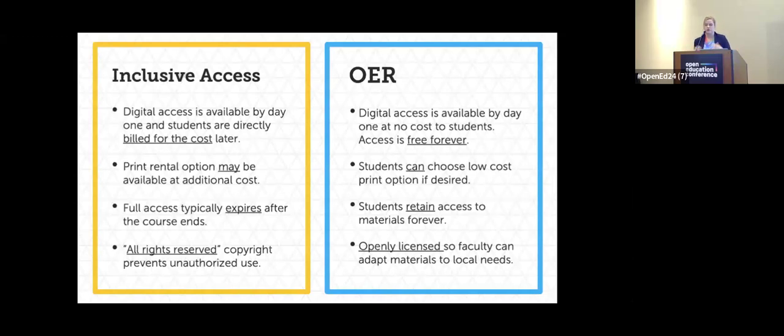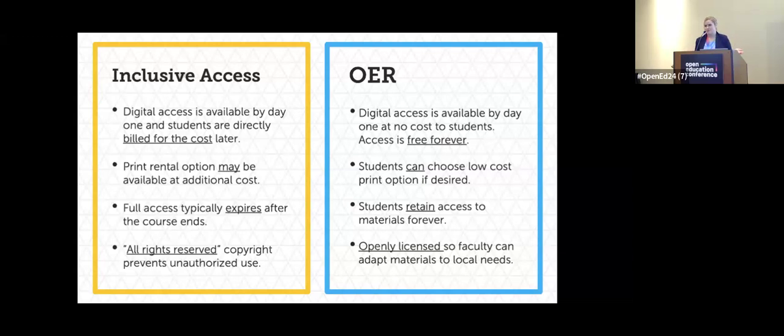When your institution signs a deal with a publisher to do an inclusive access program, they receive digital access by day one, and students are directly billed for the cost later. They may have the option to have a print rental, but that's more often than not offered at an additional cost. Full access typically expires after the course ends. And of course, these use all rights reserved copyright, wherein the publisher retains authorized use of that.